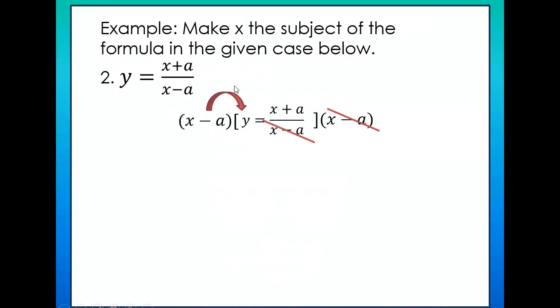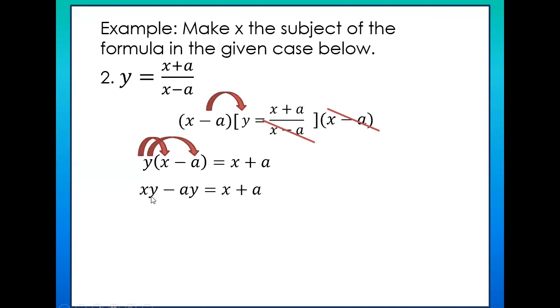Now you can go ahead and multiply x minus a to y. So having this y, open close parenthesis, x minus a equal to x plus a. We cancelled it already, so no need for you to multiply x minus a in this case. We still have a bracket here, so we can expand it further. So y multiplied to x and also y multiplied to a. What we have here is xy minus ay, that came from this part of the solution, equals to x plus a.